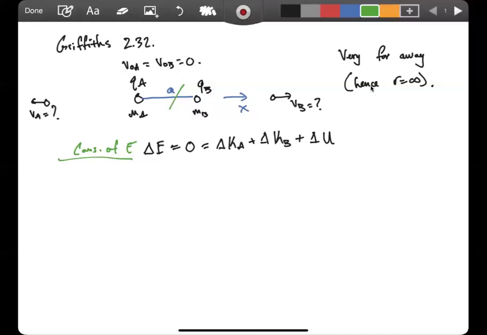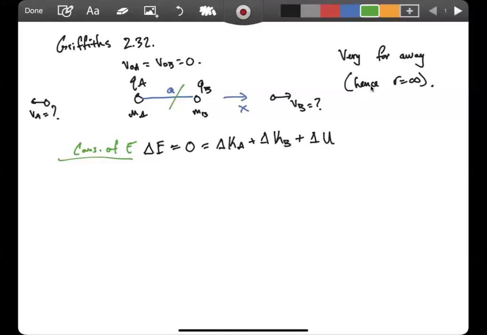So this is the problem that we started in class. This is Griffiths from the 4th edition, 2.32, which says that we have two charges, QA and QB, which have masses MA and MB, which are connected together by a finite length of string, which has a length of A, which means that they're two positive charges, so they're going to feel a repulsive force. And then I'm going to cut the string. They're going to go rocketing off. And then at a very far distance, meaning that we're going to take r goes to infinity, we want to know what are the velocities at those points.